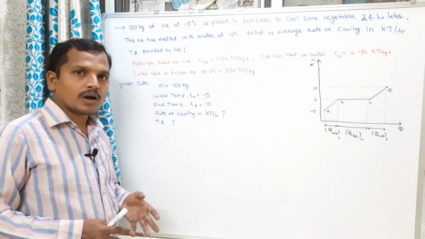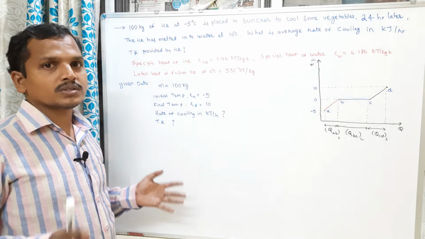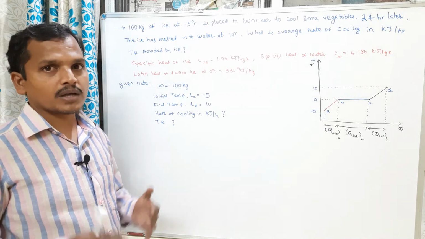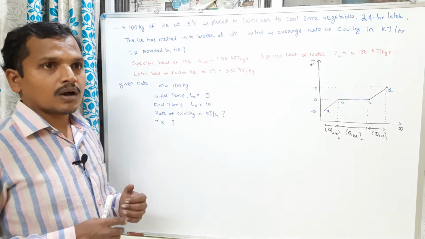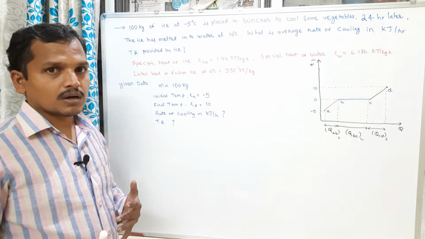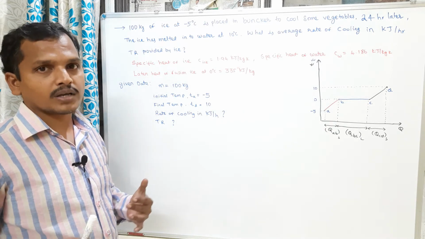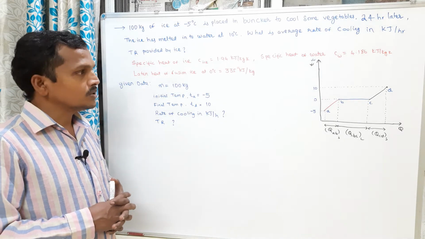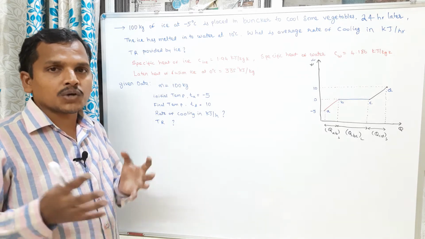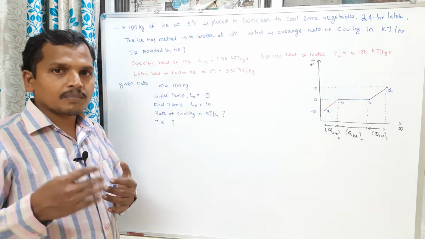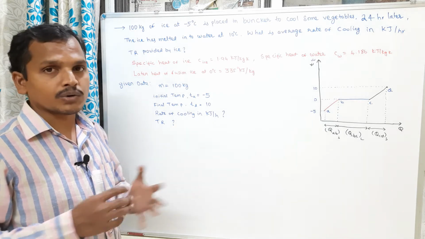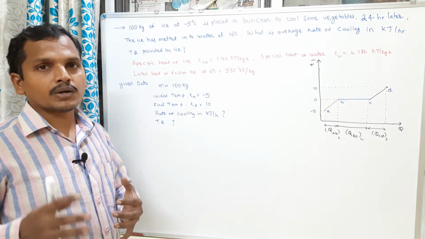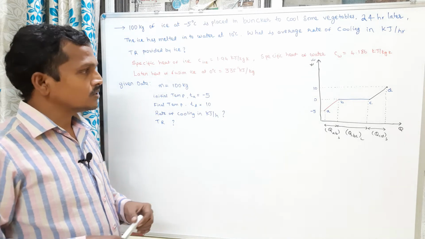So 100 kg of ice is placed in a bunker to cool some vegetables. The initial temperature of that ice is minus 5 degrees centigrade. After 24 hours, the ice is melted and its temperature is 10 degrees centigrade. So how much amount of heat is absorbed by the ice from the vegetables in 24 hours? So that is the problem.